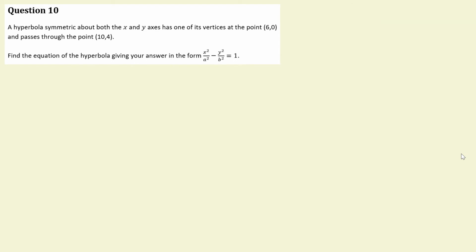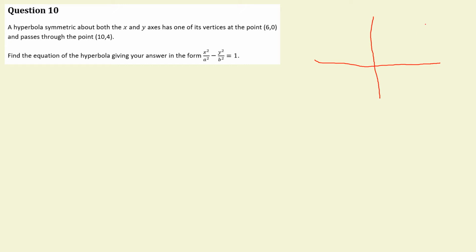Question 10. So we've got a hyperbola symmetric about the x and the y axes. It's got one of its vertices at the point 6, 0, and it passes through the point 10, 4. Let's have a little bit of a sketch of what we're talking about. So it's symmetric about the x and the y axes. Well, that's quite nice. So basically it's telling us the center is the origin, which is what we like.